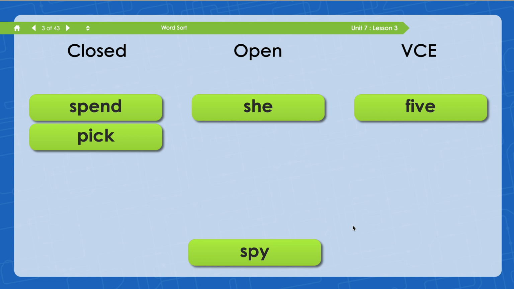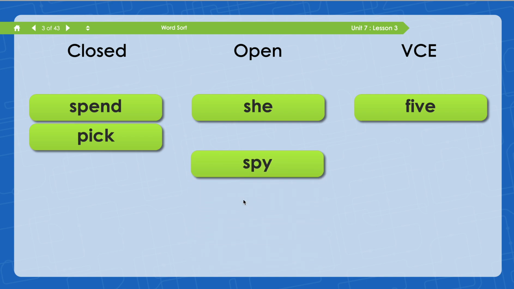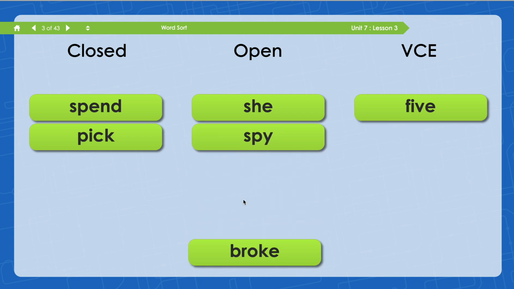Let's do two more examples here. Spy, spy. I've got three fingers up when I finger stretch it because I've got three sounds. When I look at that word, I'm going to locate my vowel and it's at the end. I'm looking at the sometimes Y vowel here. And does it make a long vowel sound? Yes, it does. Is there a consonant after? No. That is an open syllable.